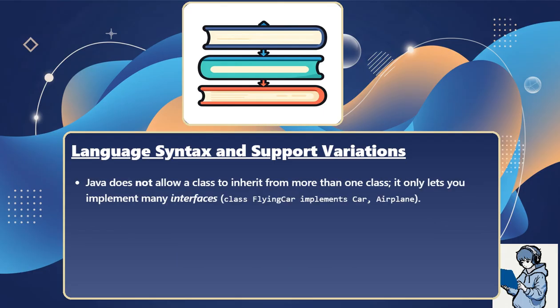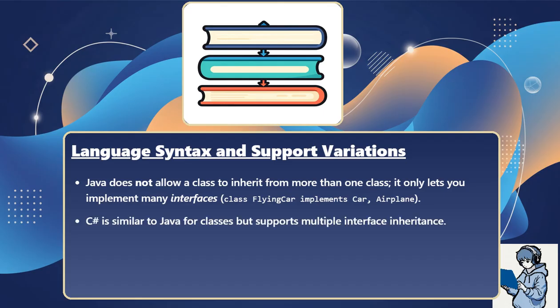Java does not allow a class to inherit from more than one class. It only lets you implement many interfaces. For example, class FlyingCar implements Car, Airplane. C# is similar to Java for classes, but supports multiple interface inheritance.